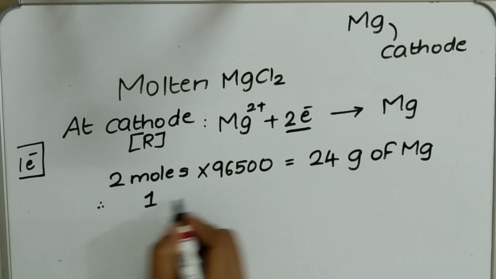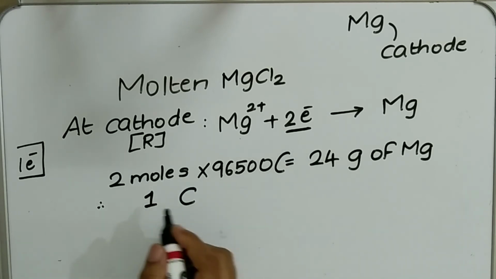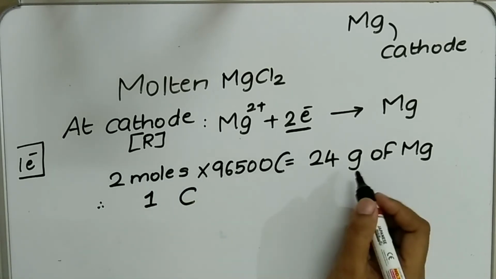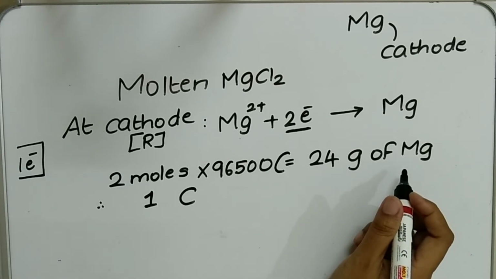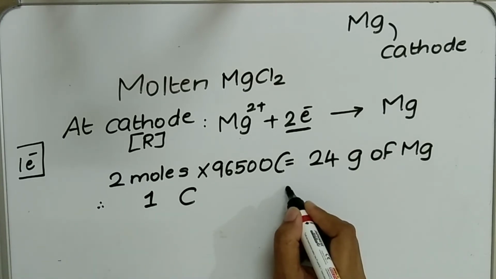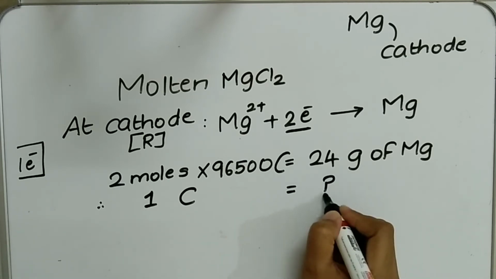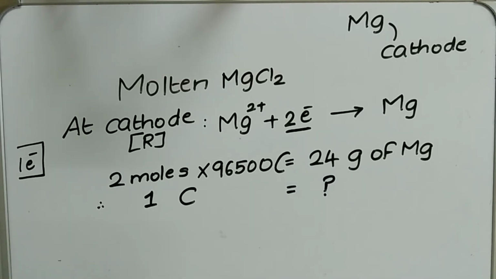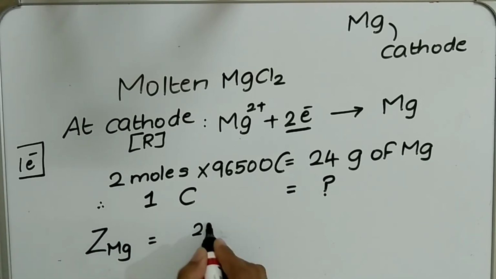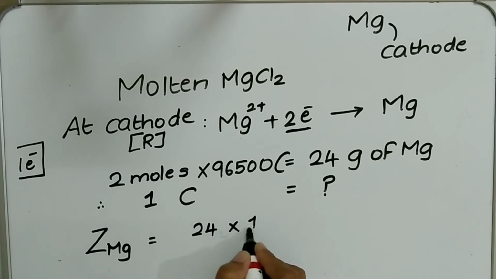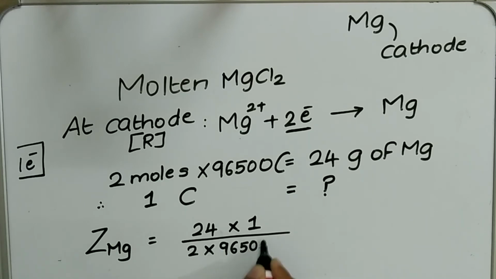Therefore, 1 coulomb charge is all coulomb. So these many coulomb it is flowing in the circuit. At that time 24 grams of Mg is produced. So when 1 coulomb charge is flowing in the circuit, how much grams of Mg is produced? Right. You can do the calculation, right? Just we will write this. So Z of Mg is equal to 24 into 1 upon 2 into 96,500.